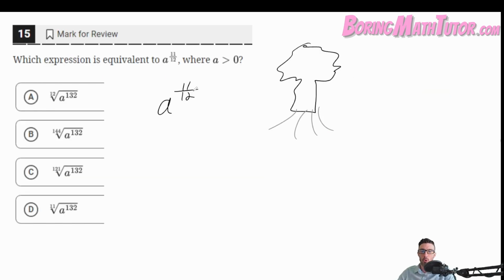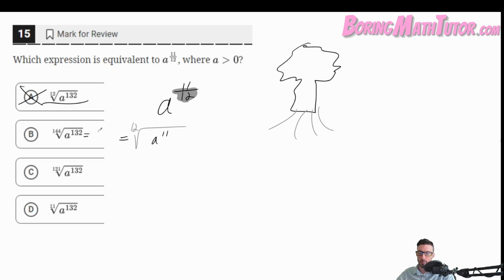First thing you got to know is that just like a tree has its roots at the bottom of a fraction, an exponent can become your root. So we're going to make this equal to the 12th root of a to the 11. Now I'm seeing the 12th root of a to the 132. That's clearly not going to be the answer.